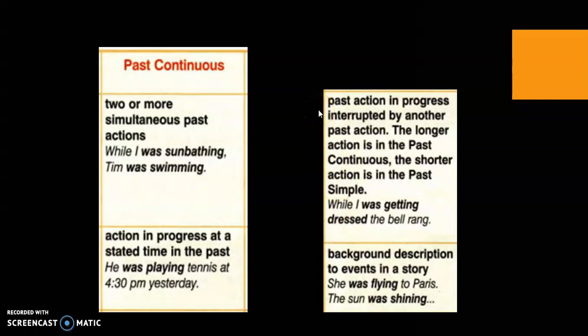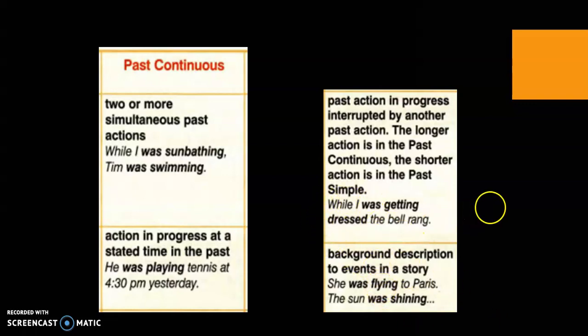The next use is for an action in progress interrupted by another action. The longer action is in the past continuous and the shorter action is in the past simple. While I was getting dressed, the bell rang. I was getting dressed and this action was interrupted by the bell.